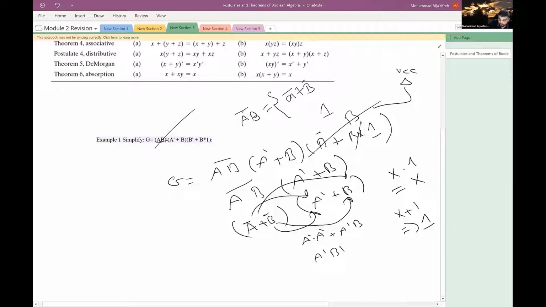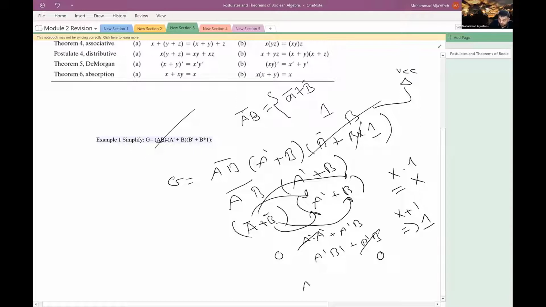And then B prime with B, this will give you 0. If you multiply a variable with its complement, that means if you AND it, you will never get anything but 0. You will get 0 all the time. So this can be rewritten as 0. This can be rewritten as 0.